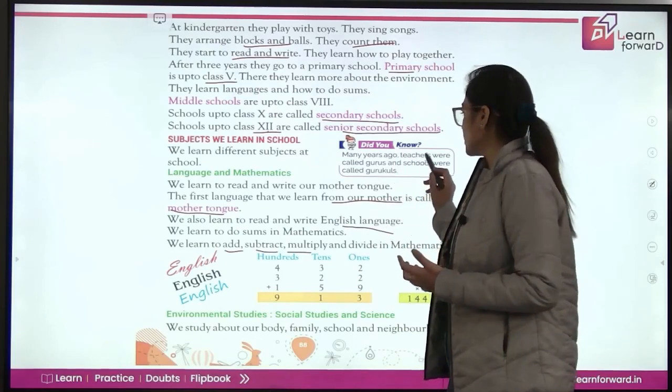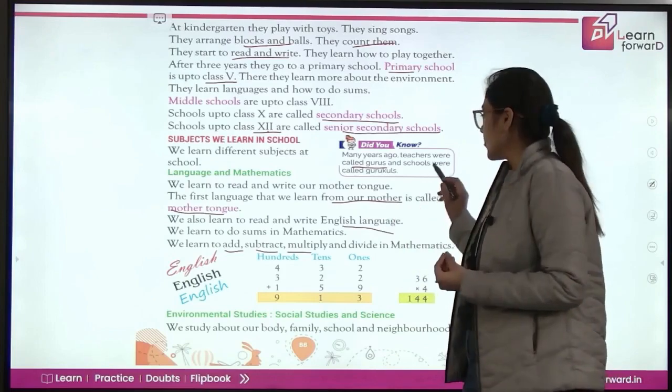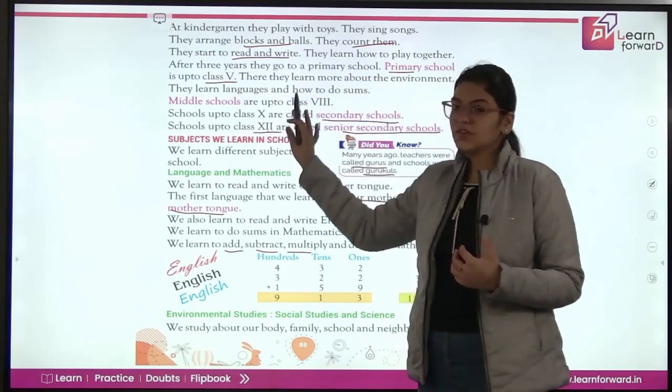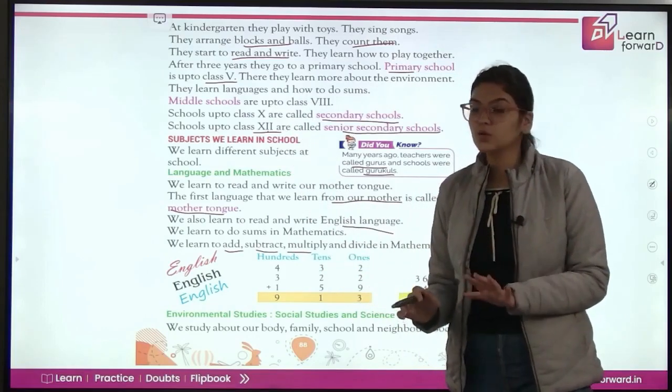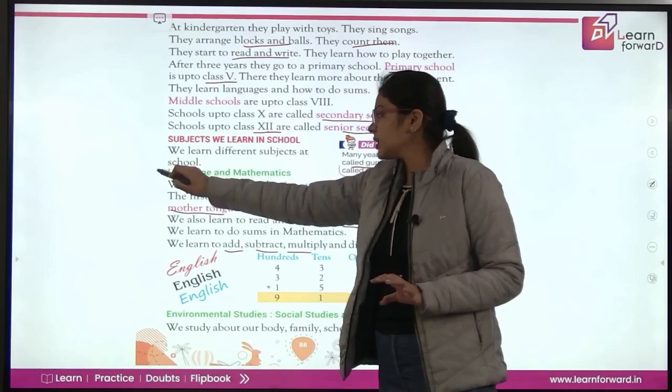Many years ago teachers were called gurus. पहले के टाइम पे teachers को gurus बोला जाता था. And schools were called gurukuls. और schools को जैसे आज हमने ऐसे classify करा है, they were known as gurukuls then. Now first one thing is done, your language and mathematics.